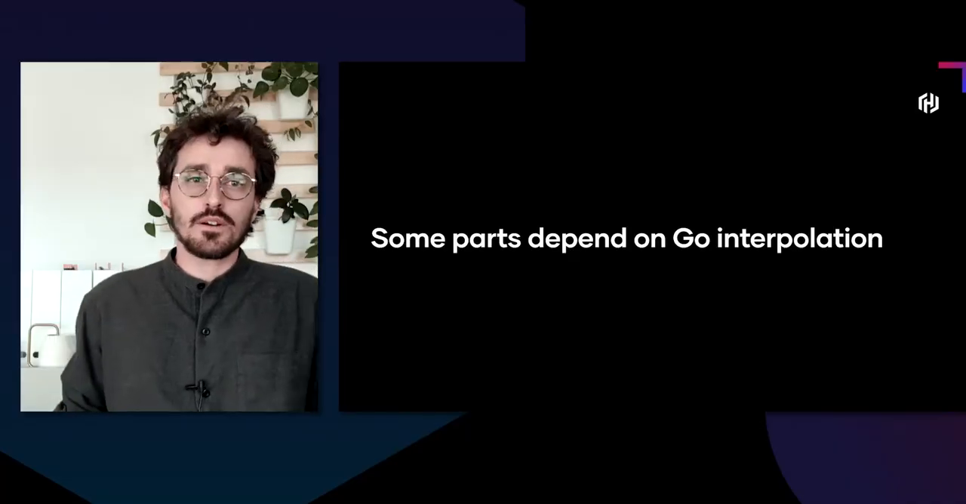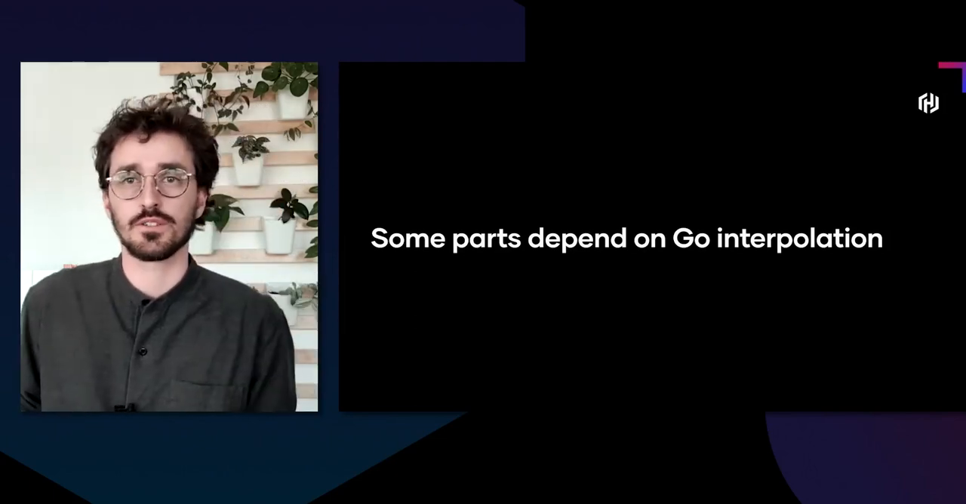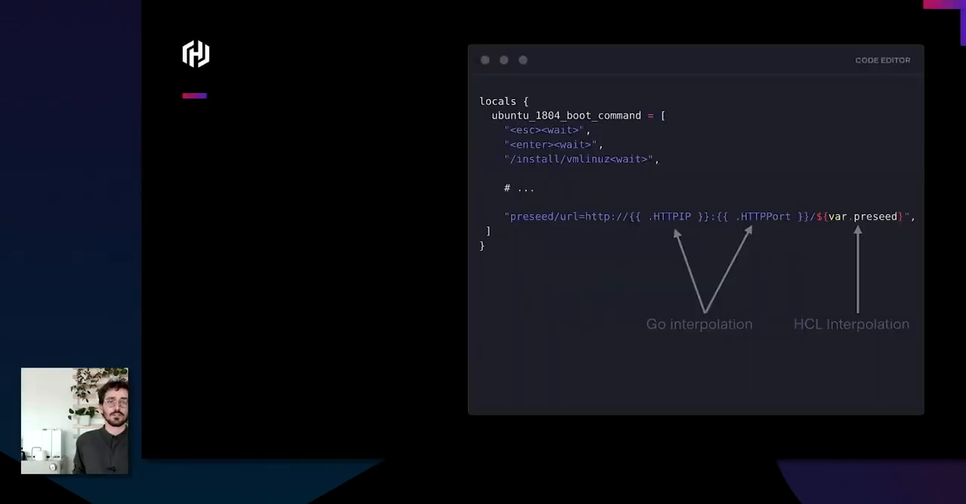Thanks. Some parts of Packer HCL2 still depend on the Go interpolation. Here's an example. So here you can see the Go interpolated variables are not the same as the HCL interpolated variables, and they are interpolated at different times. So here in that example, that's going to work. So that HTTP server is going to serve these preset files pretty okay.